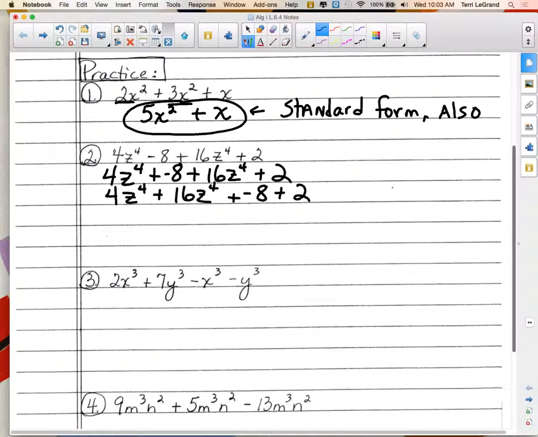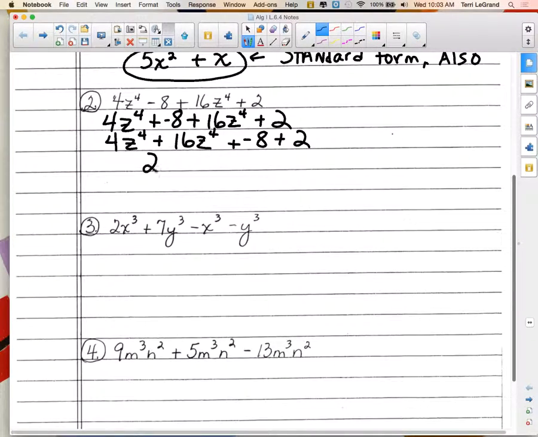What do you get? So combining the z to the 4th, combining the constants, and now we would see this cleaned up in an answer bank as 20z to the 4th subtract 6. Is that in standard form? Can we even talk about standard form with this one? Why not? Is there only one variable involved? Yes. It's just z's. So why can't we talk about standard form?